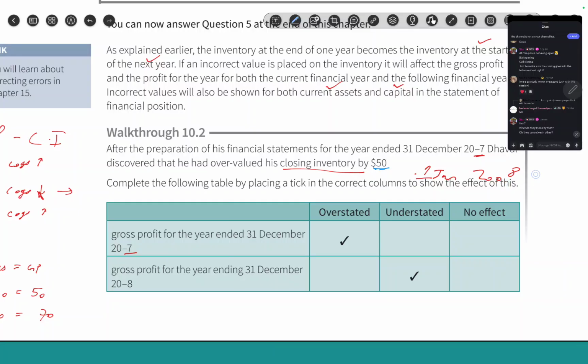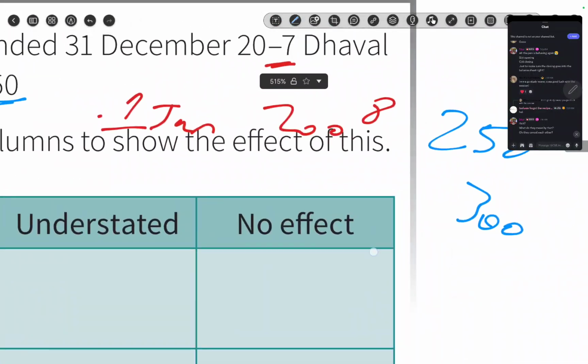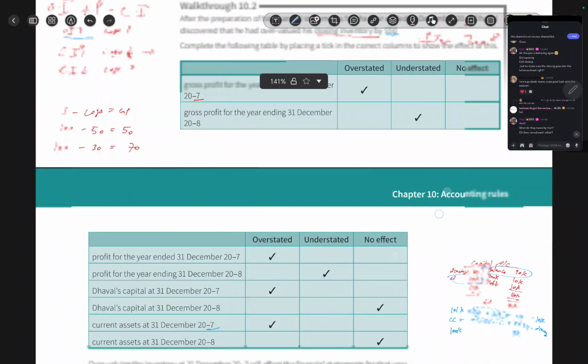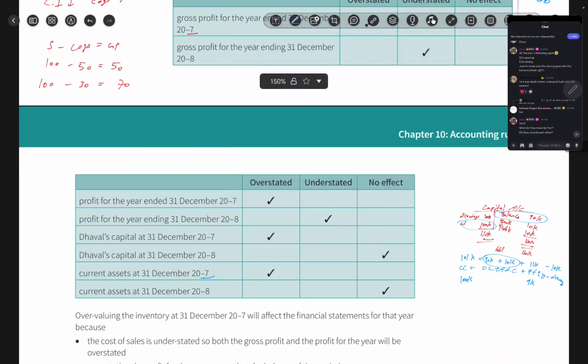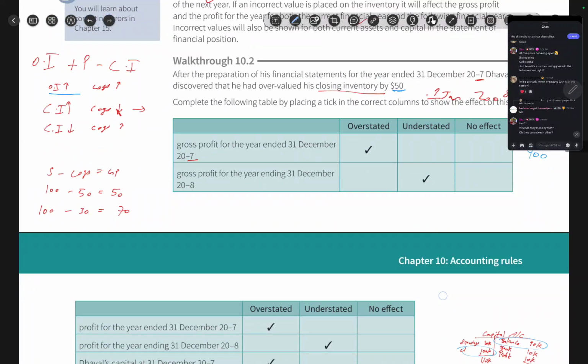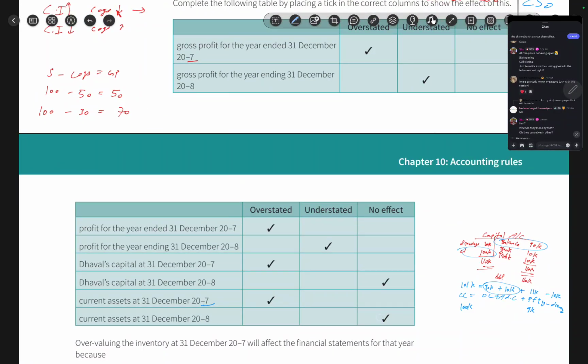Now, say this is $250 and they overvalued it and made it $300. This is the opening inventory at the start of the year. At the end of the year, will it be the same? No, it can be more, it can be less. Say that the closing inventory is 400. In our balance sheet, in our statement of financial position, we only put the closing inventory. Okay? And that's why it will have no effect on the current assets for the next year, because this is opening inventory, it will have no effect on the closing inventory, of course. They're not related. All right.